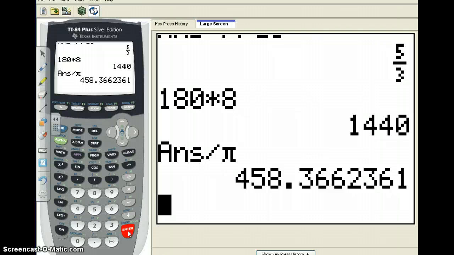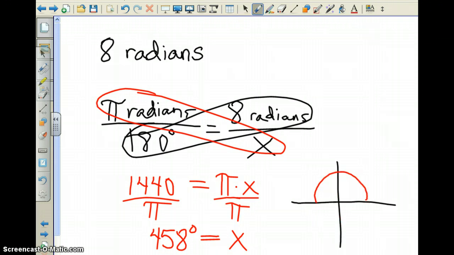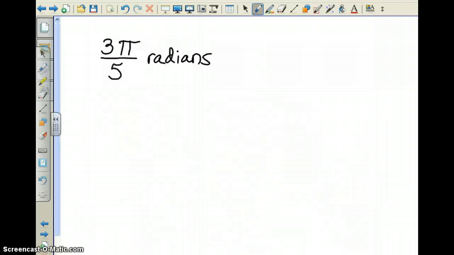And then I'm just going to take my calculator and do 1440 divided by pi, which will equal about 458 degrees. And yes, that angle is over 360, but keep in mind, this does make sense, because if I go 3.14 radians, that lands me at 180 degrees, and when I go another 3.14 radians, that'll be a total of 6.28, I'm back to 360, so then I still have another radian and some extra to go to 8 radians. And last one, let's convert 3 pi over 5 radians into degrees.